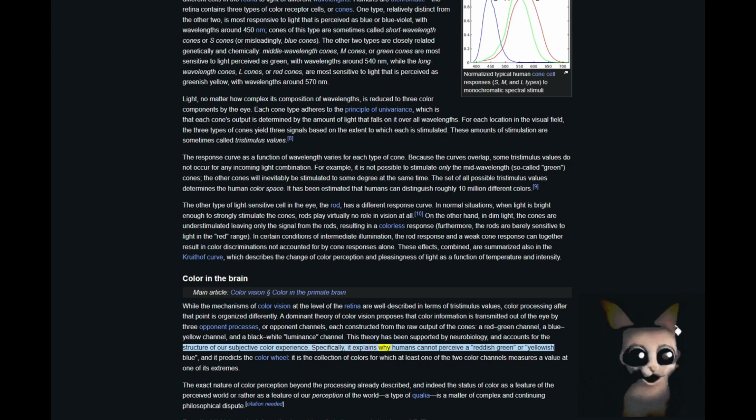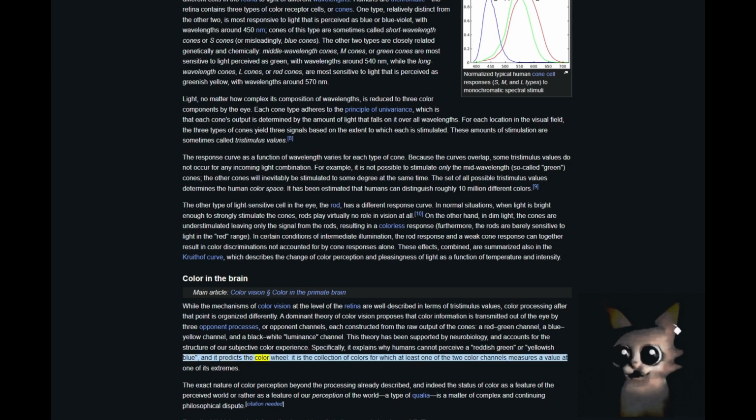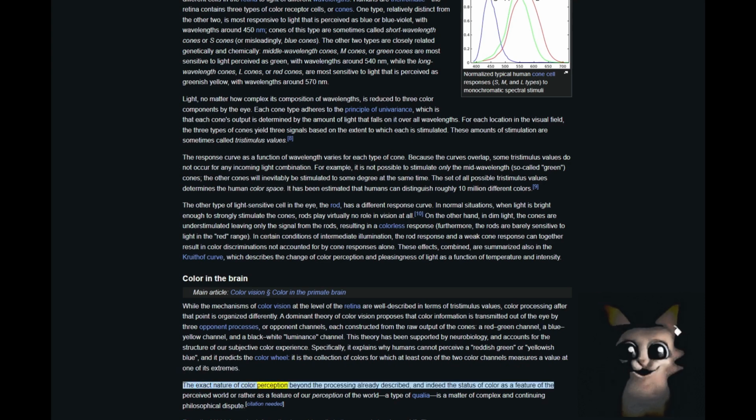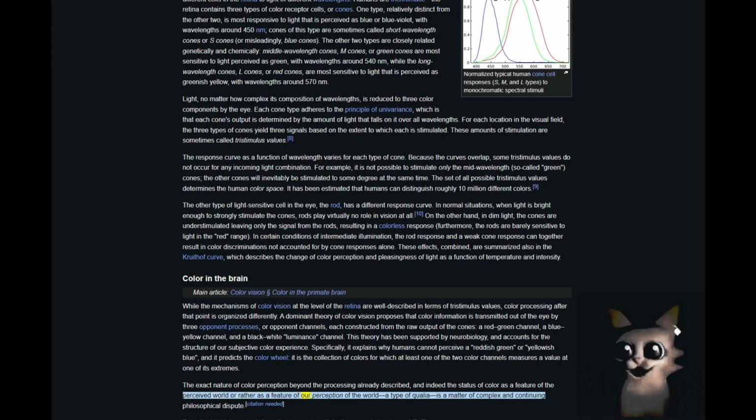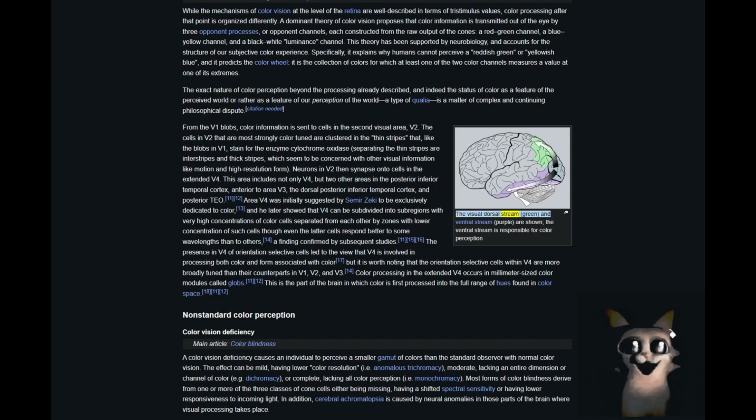Specifically, it explains why humans cannot perceive a reddish-green or yellowish-blue, and it predicts the color wheel. It is the collection of colors for which at least one of the 2 color channels measures a value at one of its extremes. The exact nature of color perception beyond the processing already described, and indeed the status of color as a feature of the perceived world, or rather as a feature of our perception of the world, a type of qualia, is a matter of complex and continuing philosophical dispute. Citation needed. The visual dorsal stream, green, and ventral stream, purple, are shown.